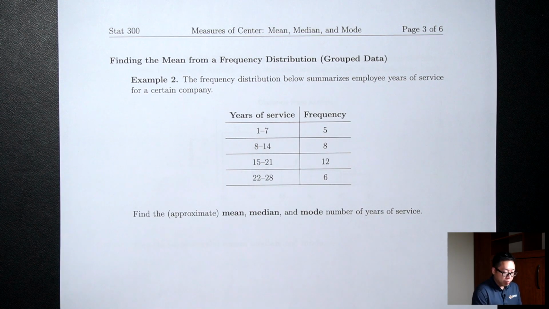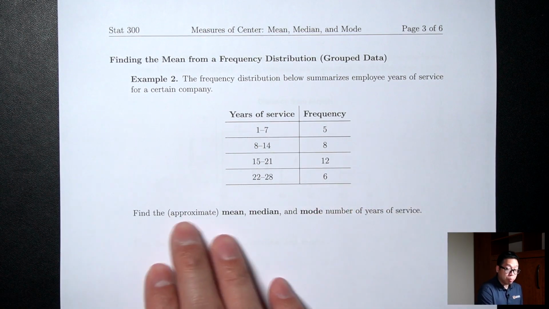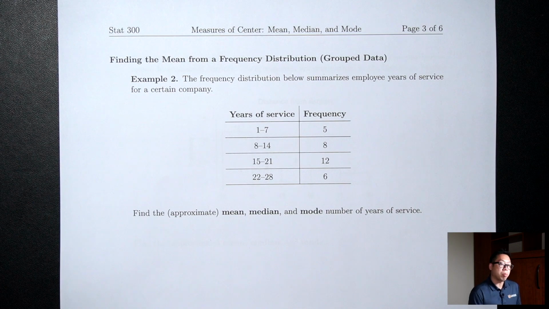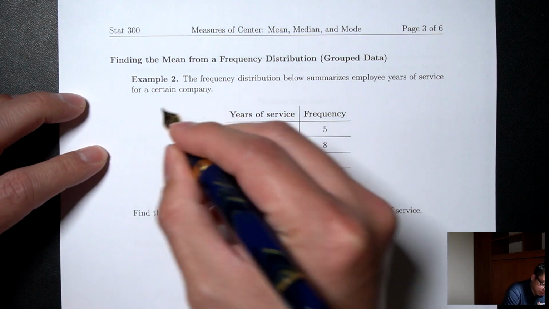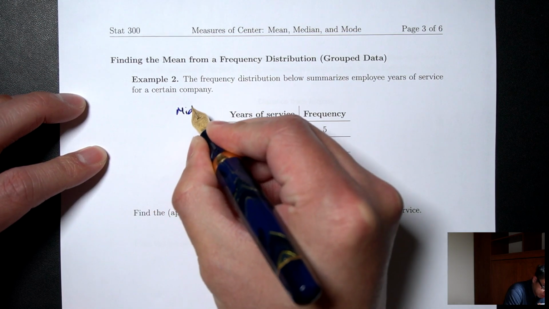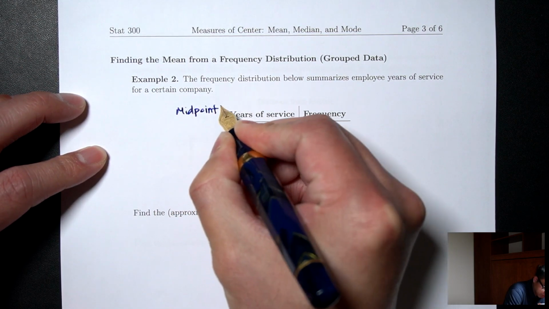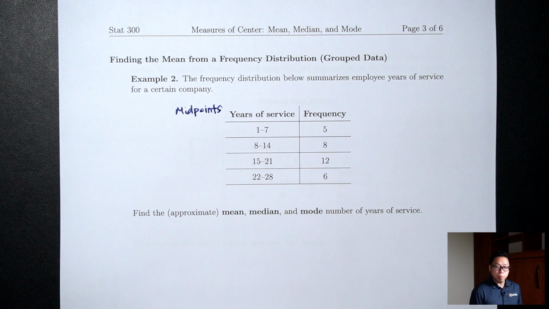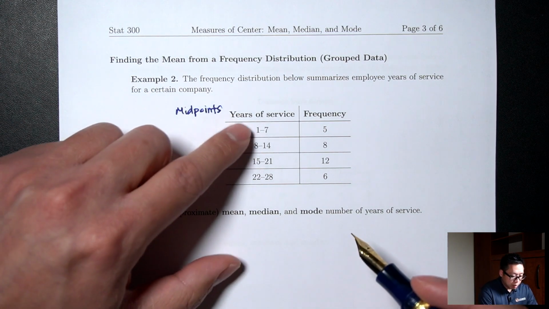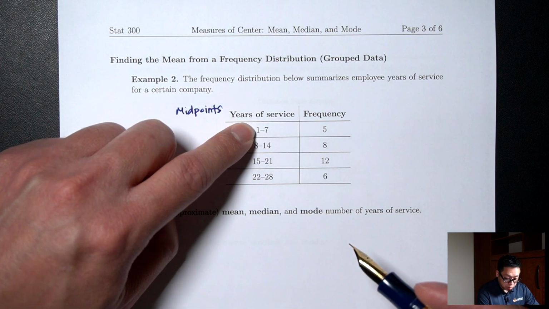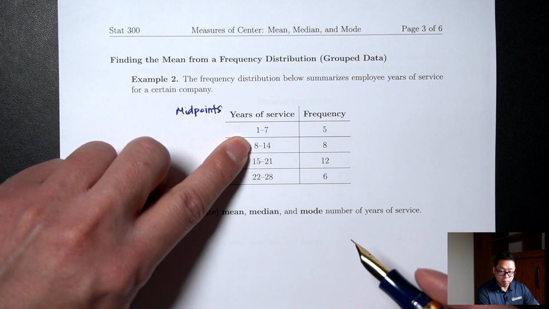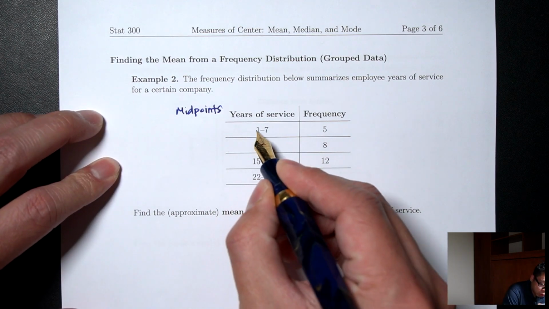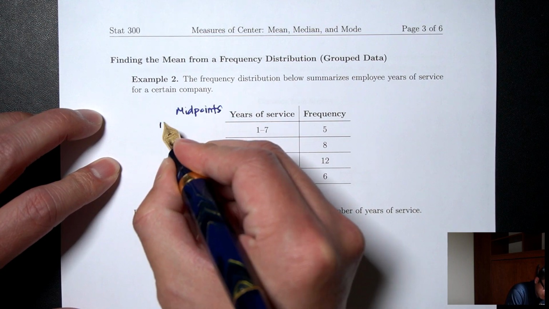Which is why, if you have group data, the best we can do is approximate. Okay? And here's how we're going to approximate. We're going to find the midpoints. And just as a reminder, the formula for the midpoint is lower plus next lower divided by 2. Okay, so that means the low number plus the next lower number, divided by 2. So our first midpoint will be 1 plus 8 divided by 2.